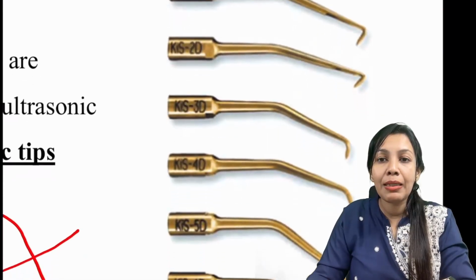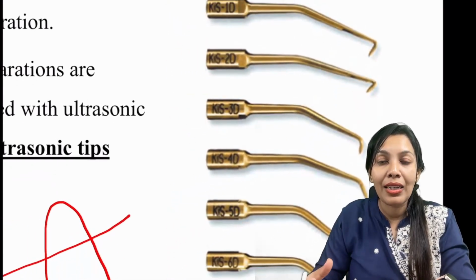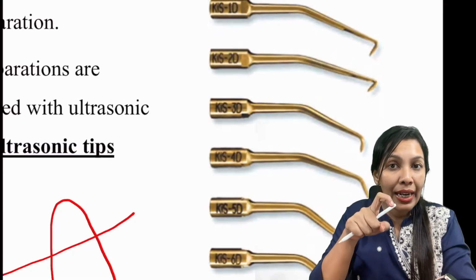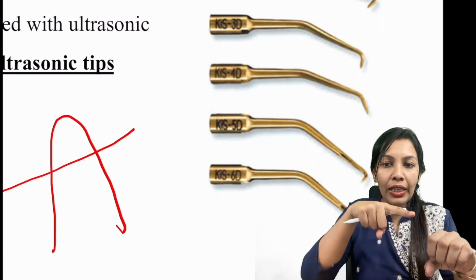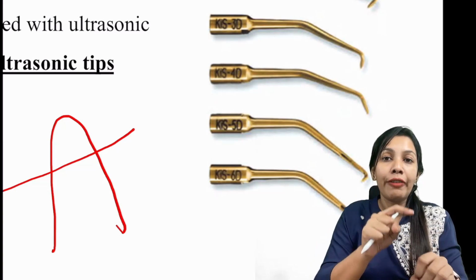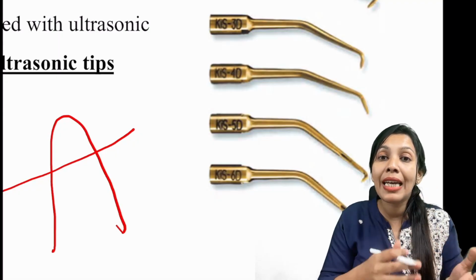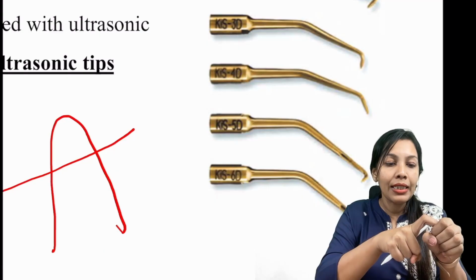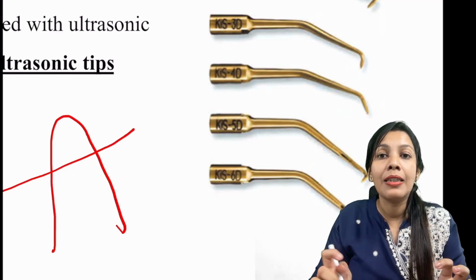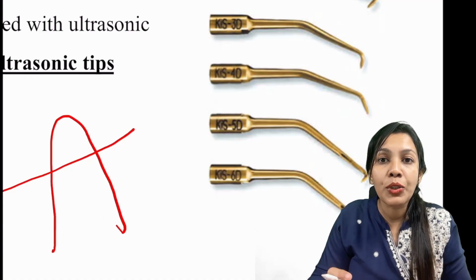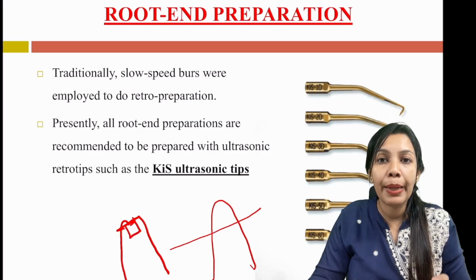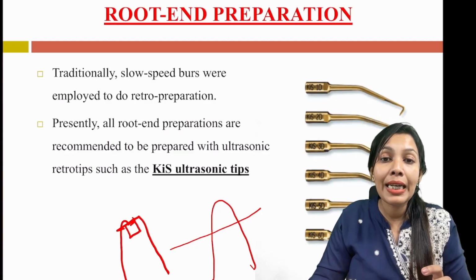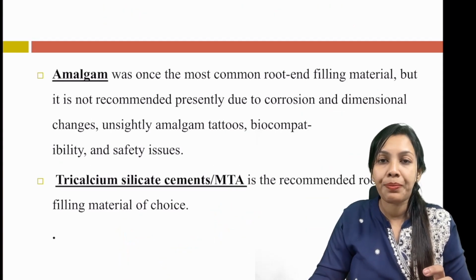As you can see in this image, it is not like a burr. The surface area is very small. Another thing is that this is having angulations. The burr is like this, so it will have a single area of involvement, so we won't be able to see. Since this is angulated, we can have access, and the material won't obscure our view either. That is why nowadays ultrasonic retro tips are used for retrograde preparation, and one example is KISS ultrasonic tips.